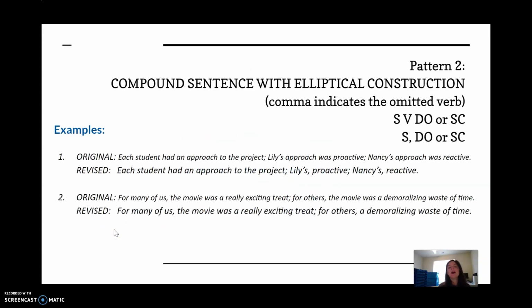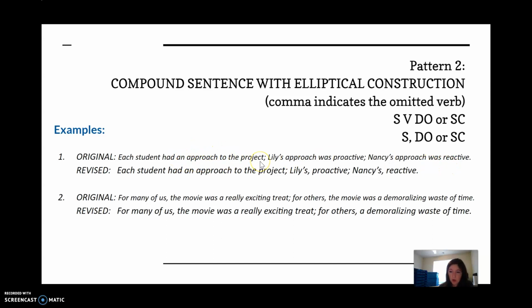All right, pattern 2. On to a different pattern. So this one is subject verb, direct object, or subject clause. And you can also have a comma in there. So let's take a look at what this does to a sentence. To really understand this, we have to look at an original sentence and then a revised sentence. So if our original sentence says, each student had an approach to the project; Lily's approach was proactive. Nancy's approach was reactive.